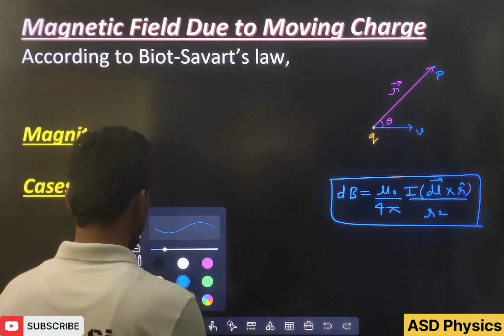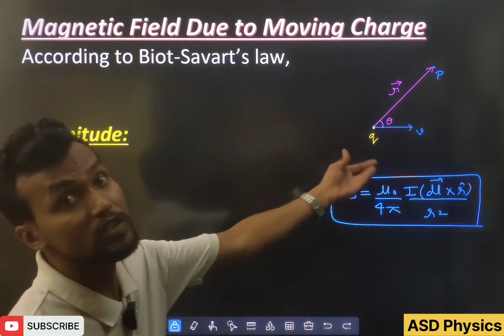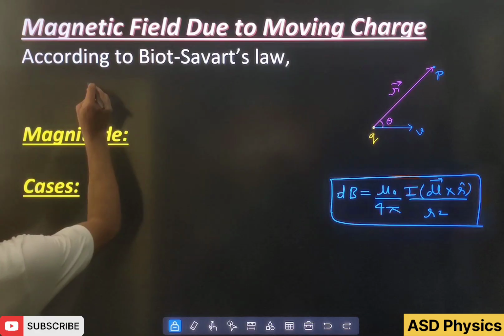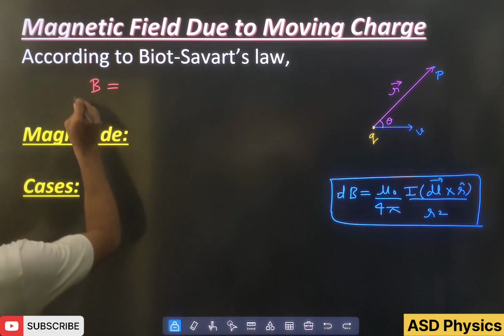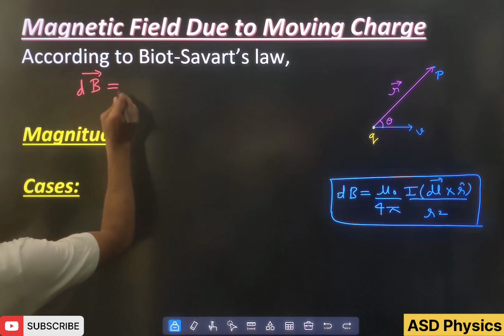Very similar to this formula, what will be there? The formula will be due to a moving charge also. So due to this moving charge, I can write here the magnetic field B. You can write dB also, not a problem. Let's take dB here.